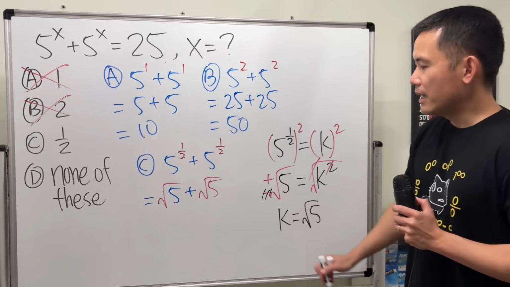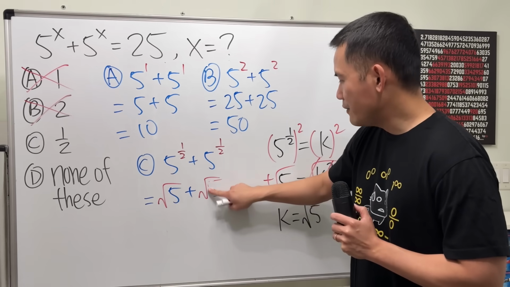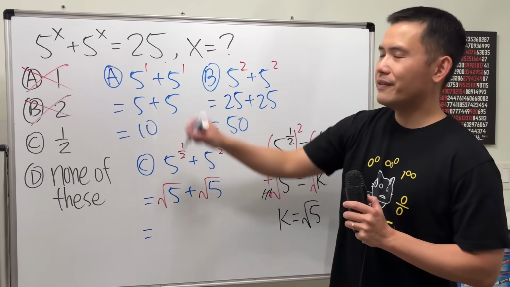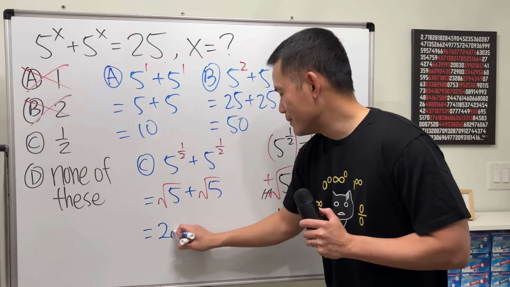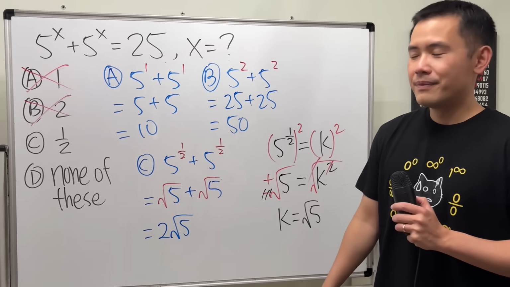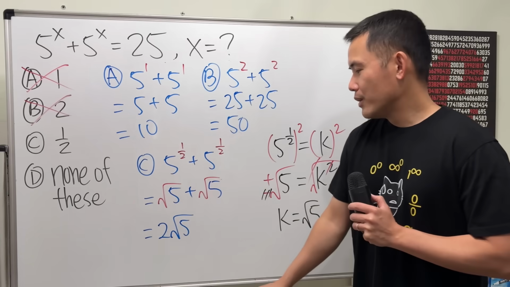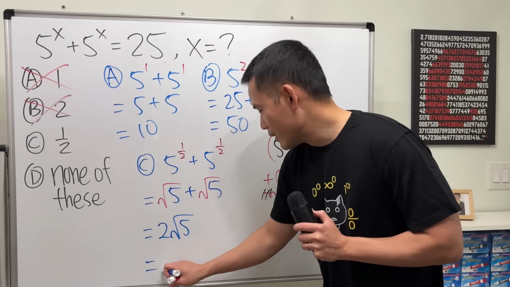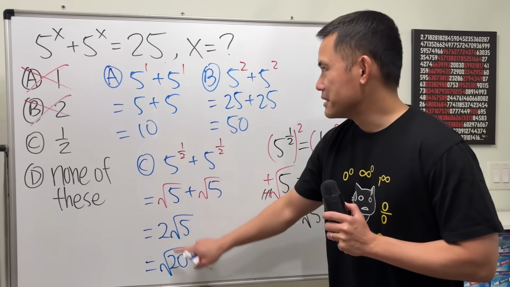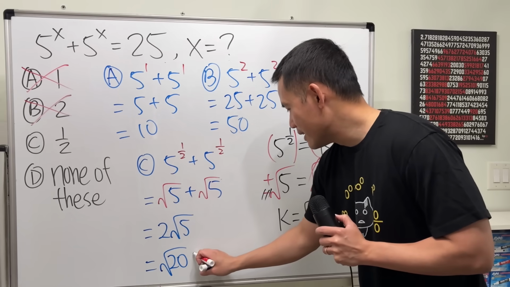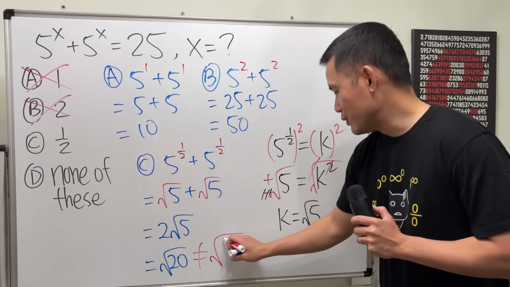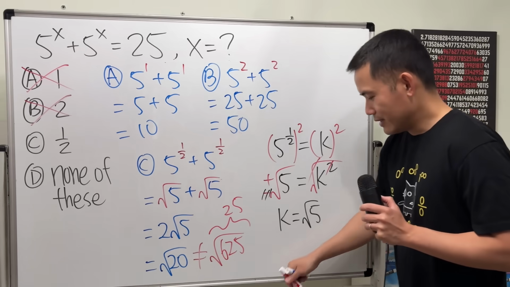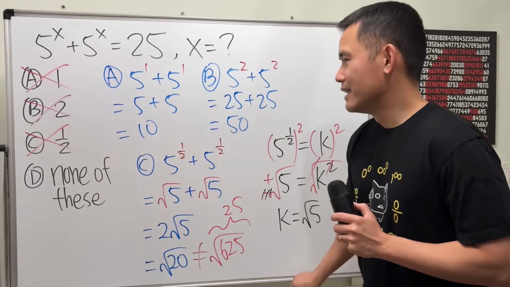But anyways, here we have square root of 5 plus square root of 5. Is that 25? No. This right here is 2 of them, right? 2 times square root of 5. This is for sure not 25. You can work this out. This is the same as square root of 4 times square root of 5. You get square root of 20. That is not 25, because if you want to get 25, that would be square root of 25 squared, which is 625. This would have been 25, but of course not that. So, C is also not the answer either.